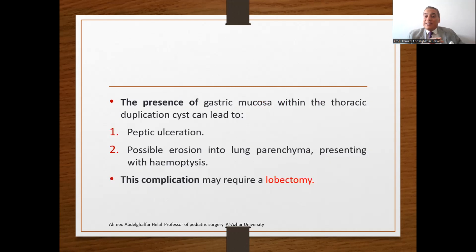The presence of gastric mucosa within the thoracic duplication cyst can lead to peptic ulcer, and possible erosion into the lung parenchyma presenting with hemoptysis, coughing of blood. This complication may require the surgeon to perform lobectomy.